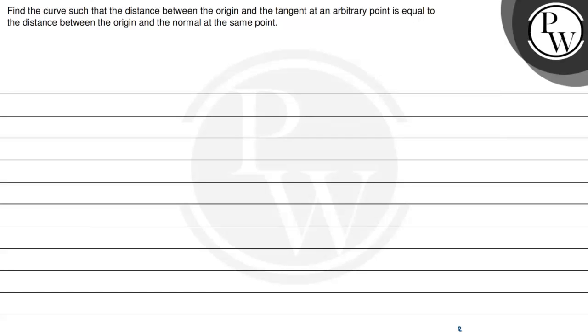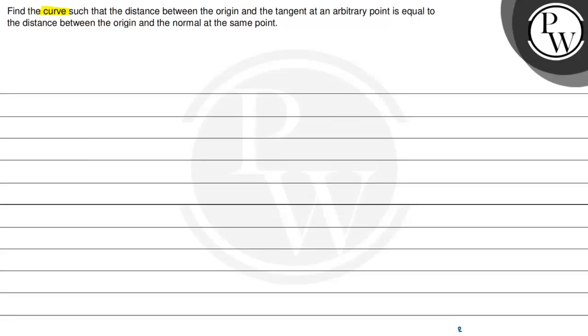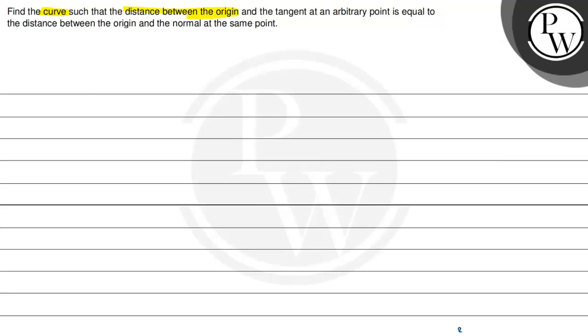So let's read this question. Find the curve such that the distance between the origin and the tangent at an arbitrary point is equal to the distance between the origin and the normal at the same point. So we'll start off the problem by discussing the key concepts involved.